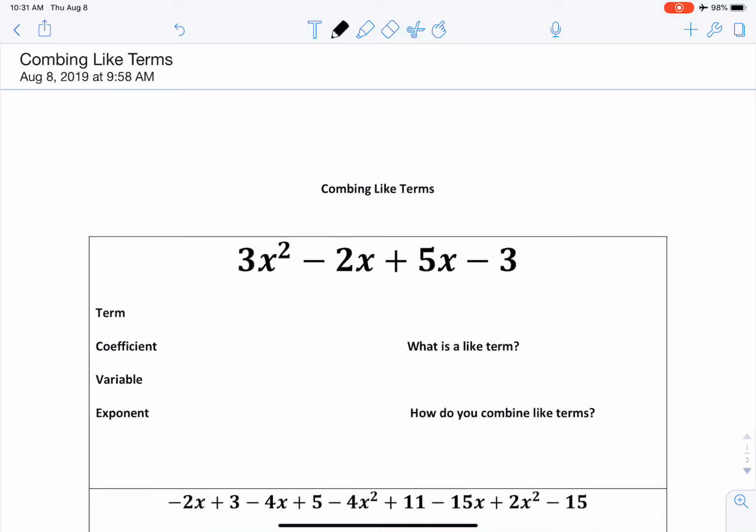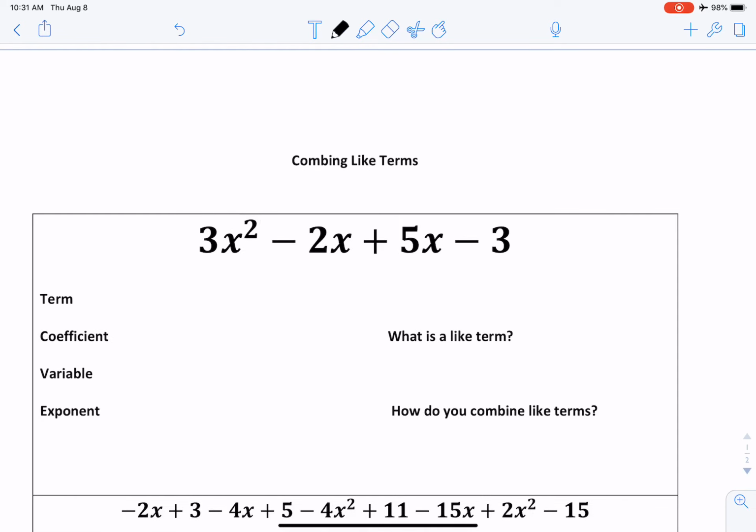All right, hello students. This lesson is going to be over combining like terms. Okay, so we're going to start off with first defining what a term is.